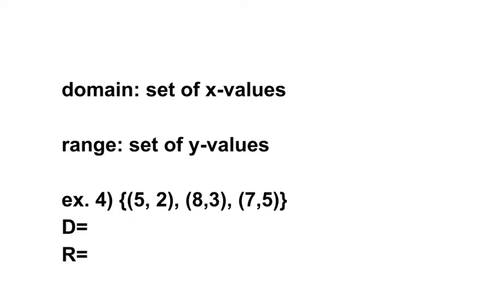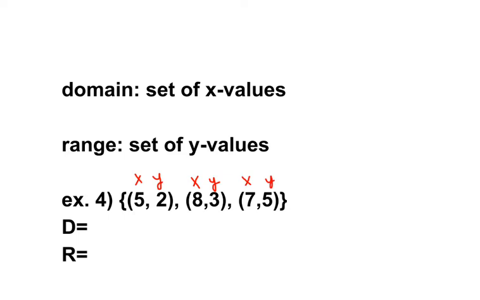Okay, so next we have a little bit of vocabulary. Your domain is your set of x values, and your range is your set of y values. These are just some general terms that we use when talking about functions. So if we have a set of ordered pairs, like we do here in example, (5, 2), (8, 3), and (7, 5), let's first go ahead and label those with x's and y's. That's an x, that's a y, that's an x, that's a y, that's an x, that's a y.